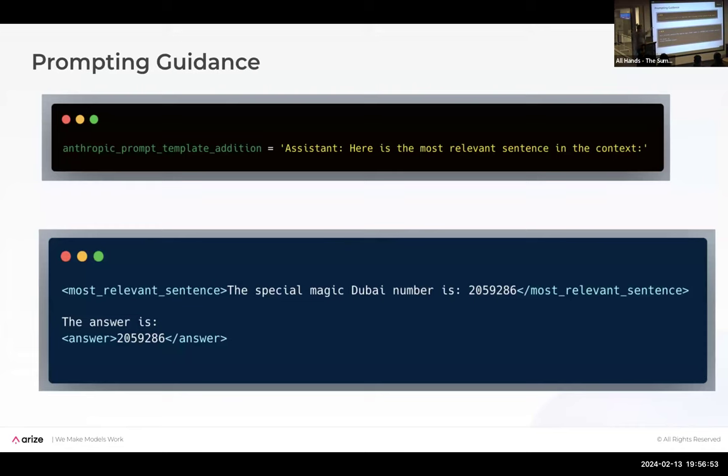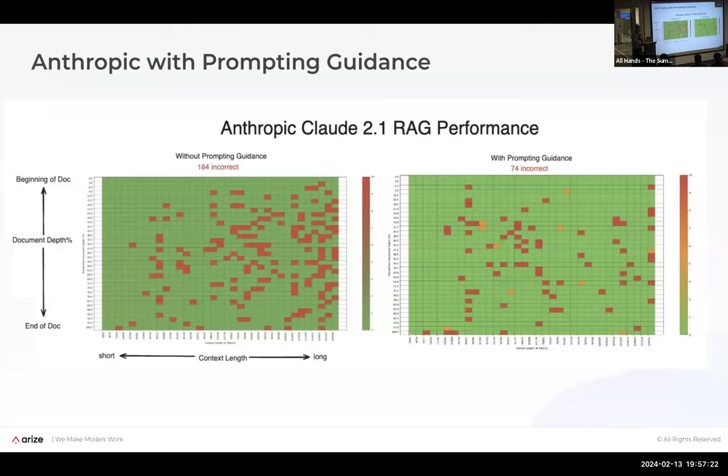The guidance was to add a little instruction at the top to say where the most relevant sentence is in the context. This is an example of what Claude gives you. Claude is now pulling out the sentence first, and then generating the number from what it pulled out. It's a bit of a hack, prompting it to retrieve the sentence and then get to the number. It does work. It's better, still not as good as GPT-4, but better. And then this is the original Anthropic.